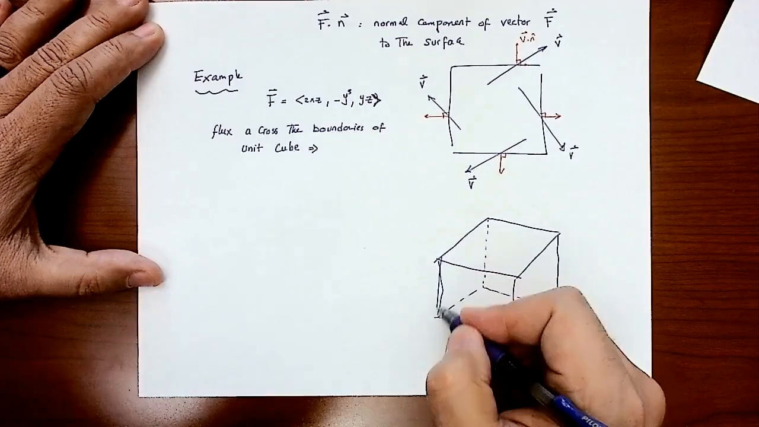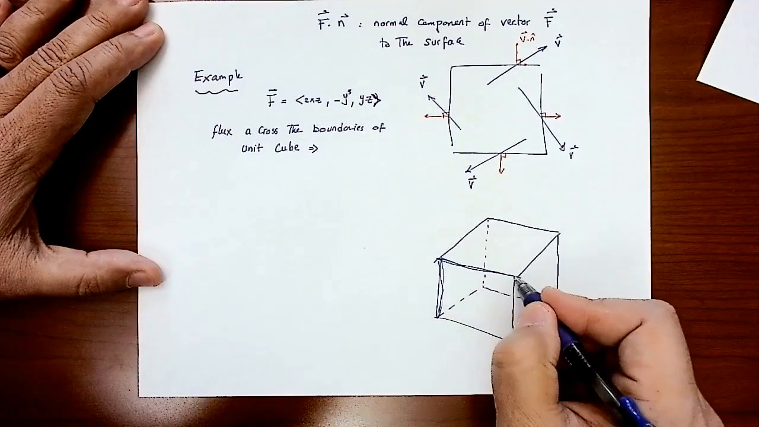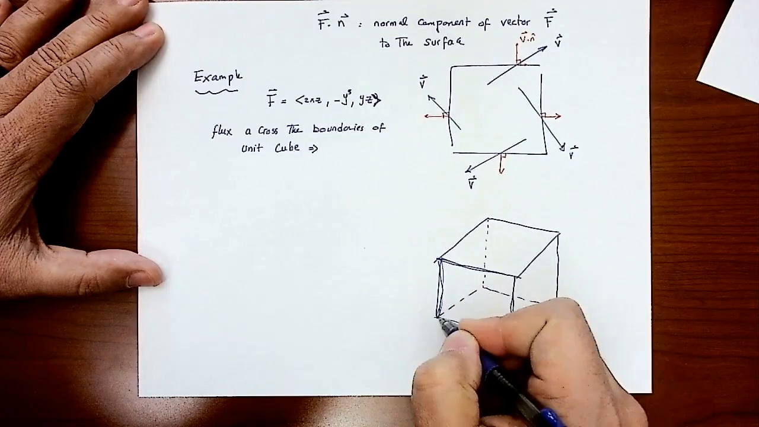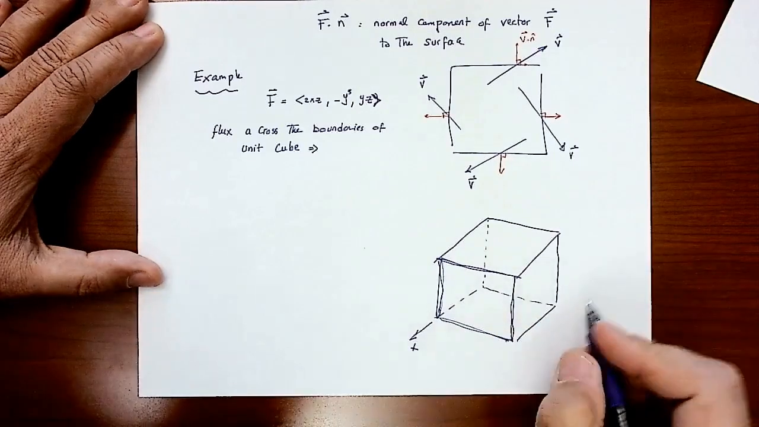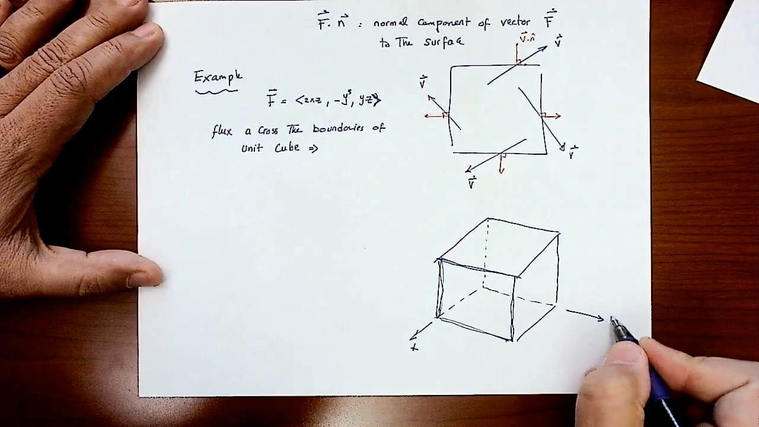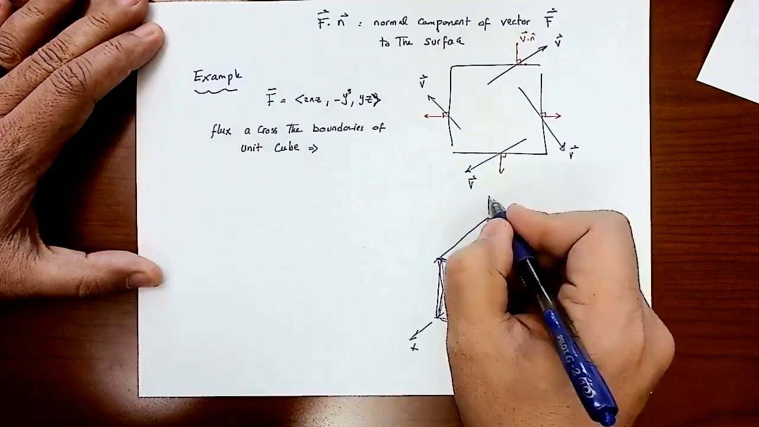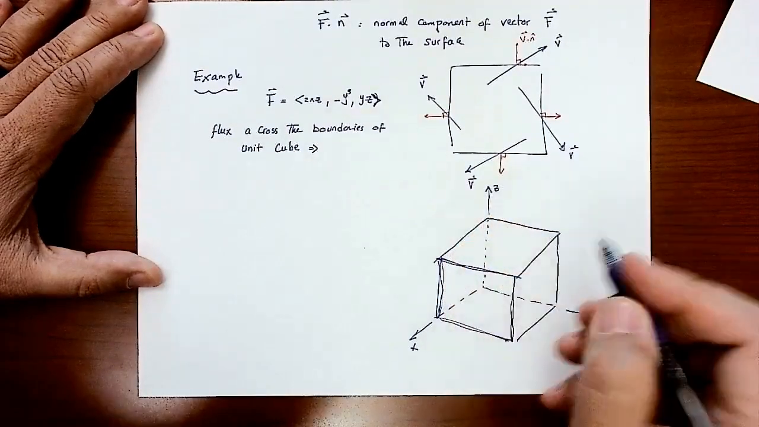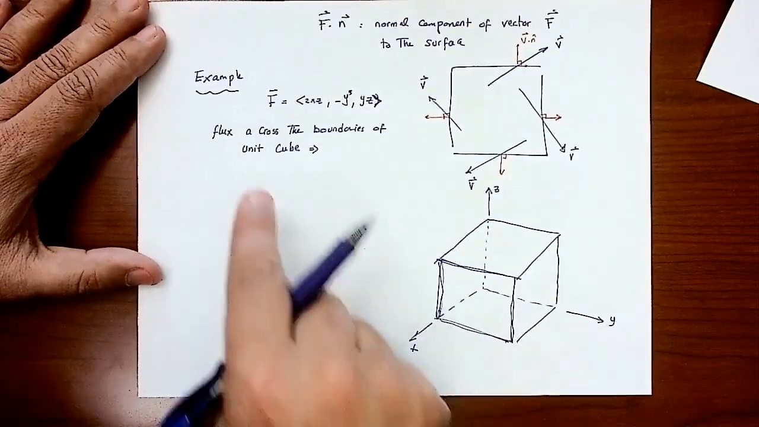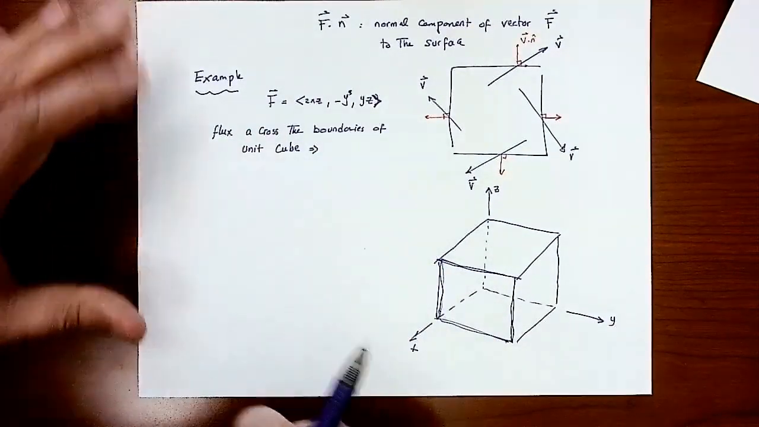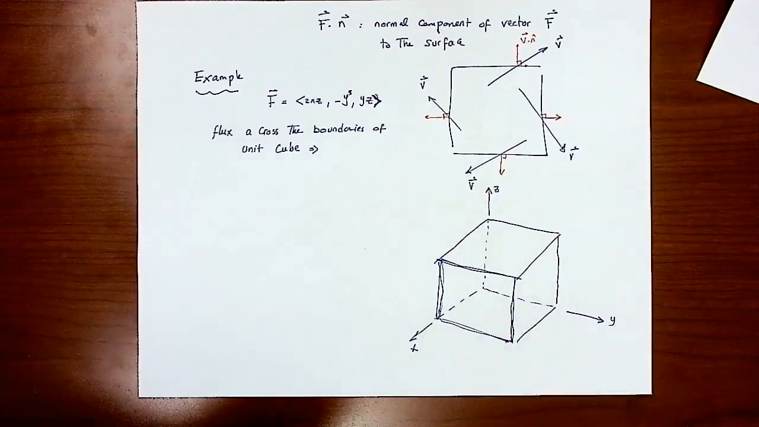Okay, so each side length is unity. Let's set up the x direction. That's my x direction. That's my y direction. I'm going to call that my z direction. And each side has unity here. And we have that vector field that's crossing that cubical shape.